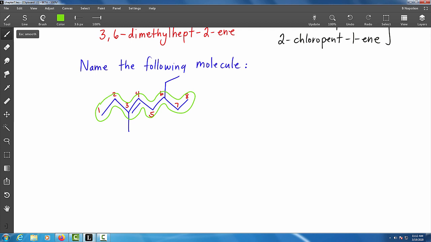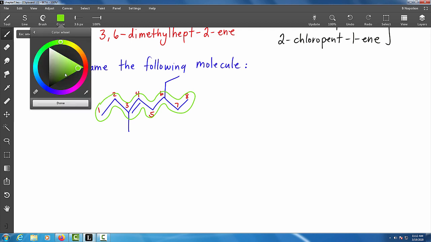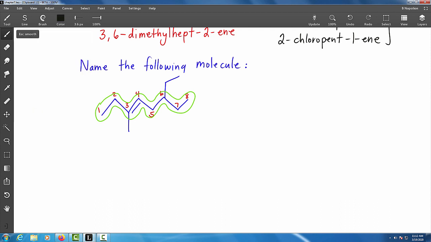And that's going to be my parent chain. So my parent chain, I can write out this is 8 carbons. So that's going to be a 3-octene. Okay. Now, what I also have coming off of carbon 3 right here is a methyl.